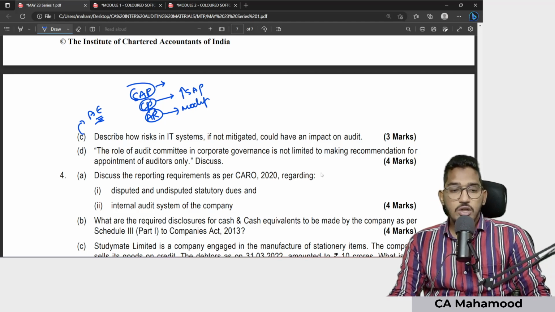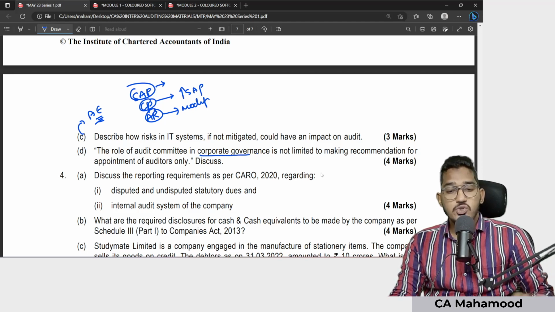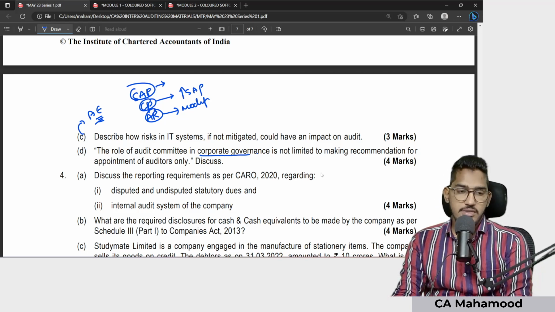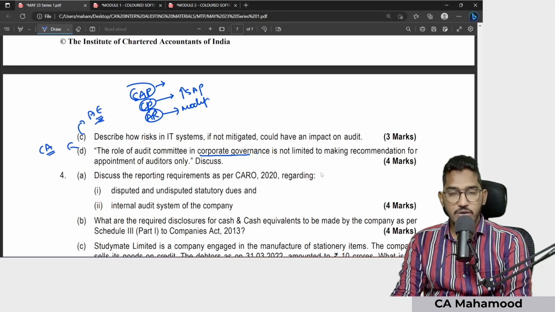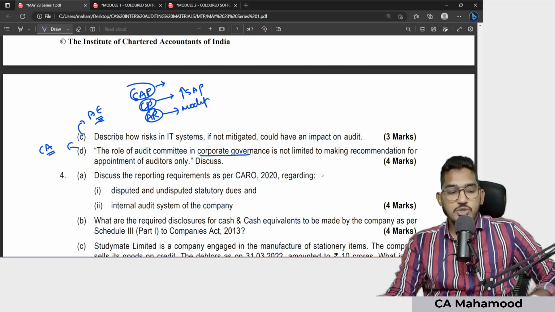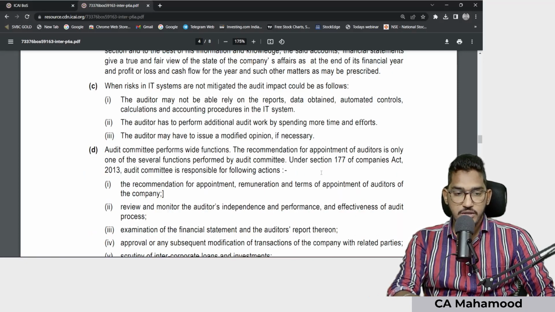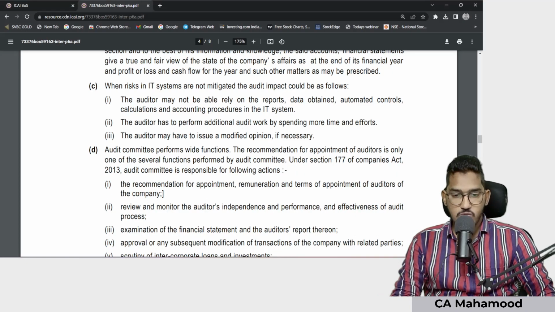Next one. The role of the audit committee in corporate governance is not limited to making recommendations for appointment of auditors only. Discuss. So this question is once again from the company audit chapter. They are asking you to write the functions of the audit committee. As we know, the audit committee will perform a variety of functions. So if I show you that particular answer, this is the answer.